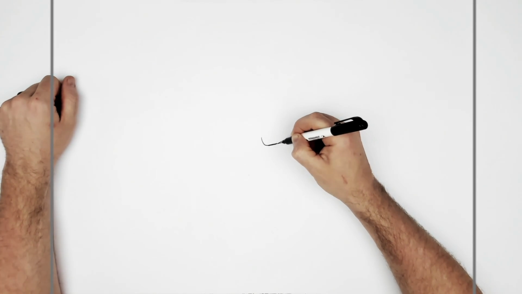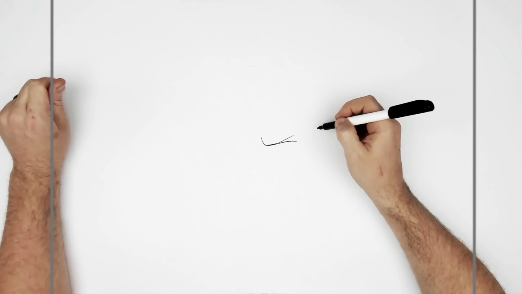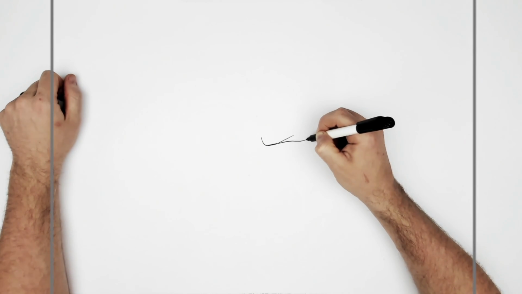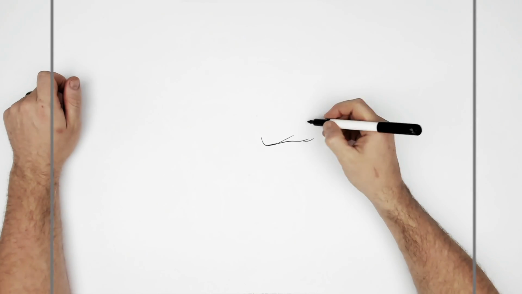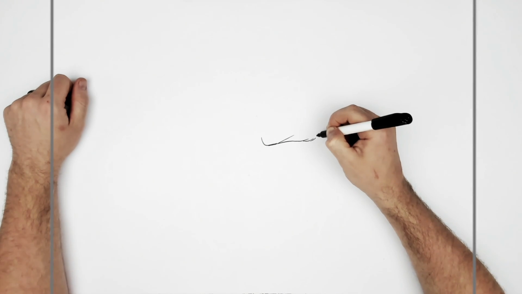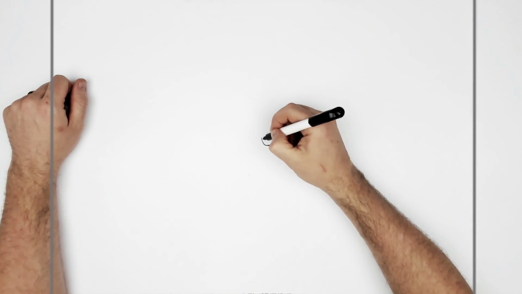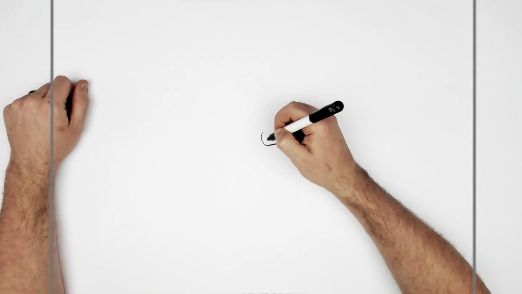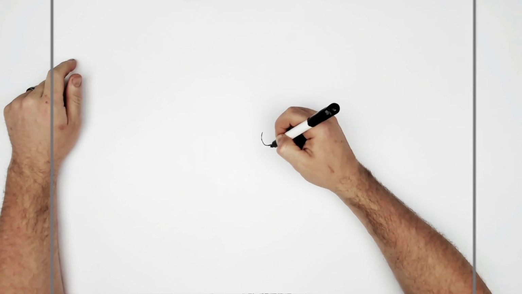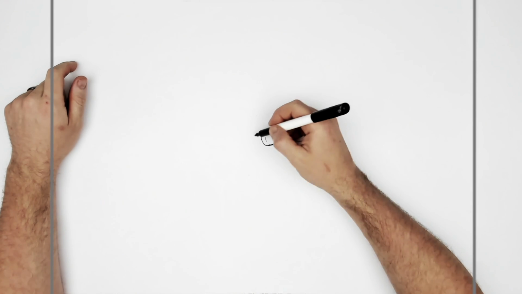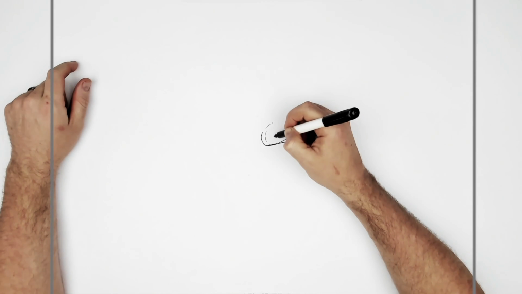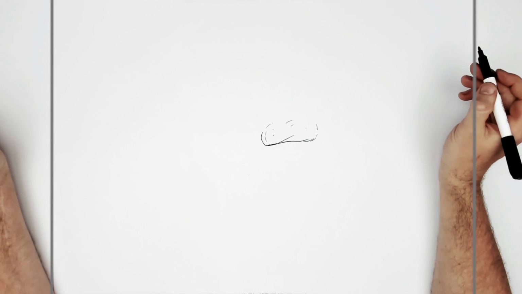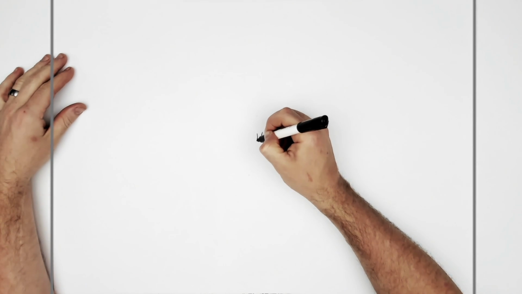Wrinkly, frowning, gorilla-like head. This kind of comes around here. Okay, that sort of shape, right? You do the same thing on the other side.